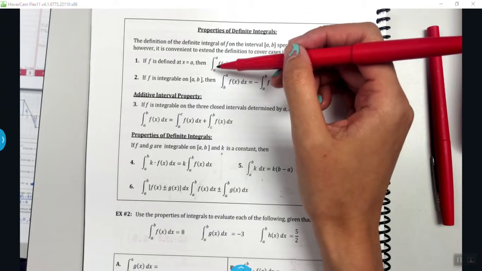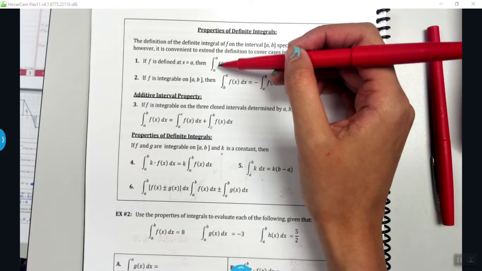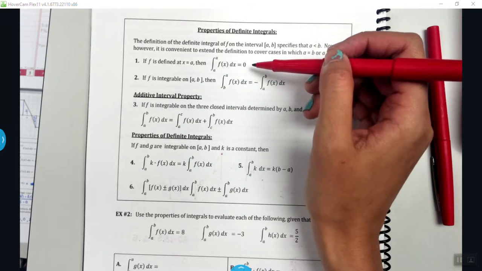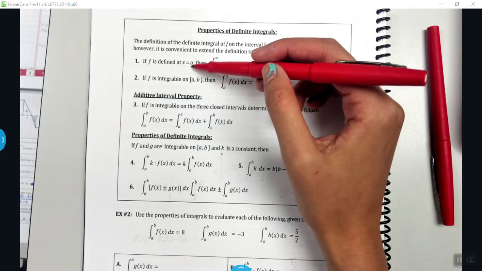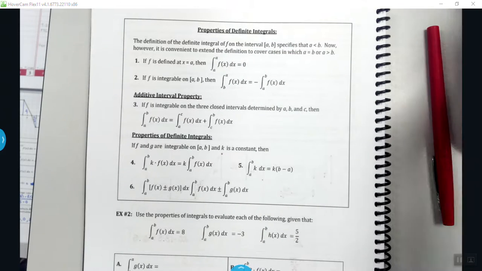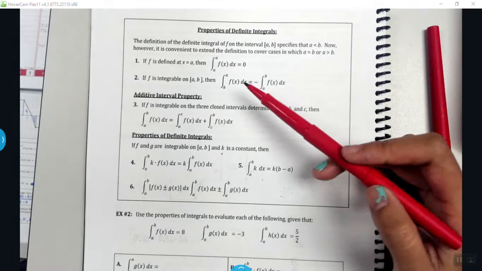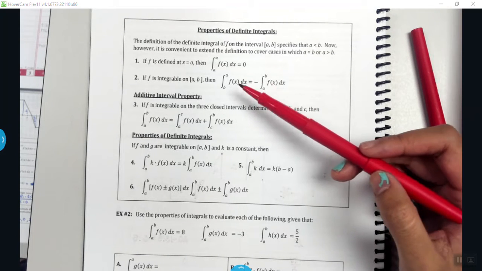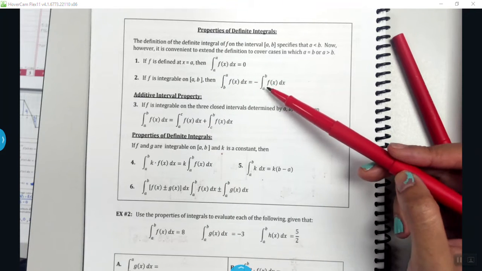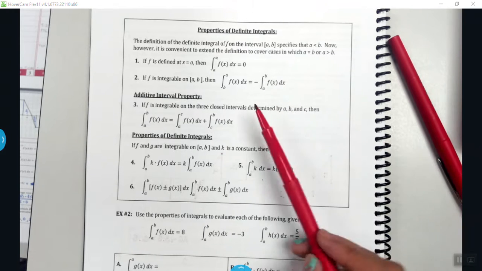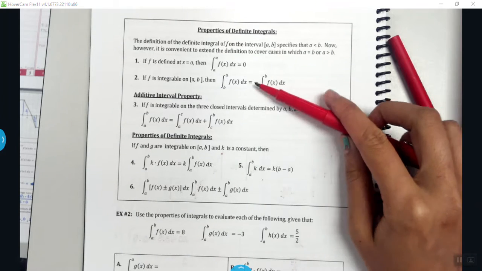The first property is, we've already discovered this, if you integrate with the same number for your bounds, then it's 0 because you have no area. But a's got to be defined in f of x. If it's undefined, then it doesn't equal 0. It just does not exist. If f is integrable on a to b, then the integral from b to a of f of x is equal to the negative integral from a to b of f of x. So that's if you want to switch the bounds, you just make it negative.